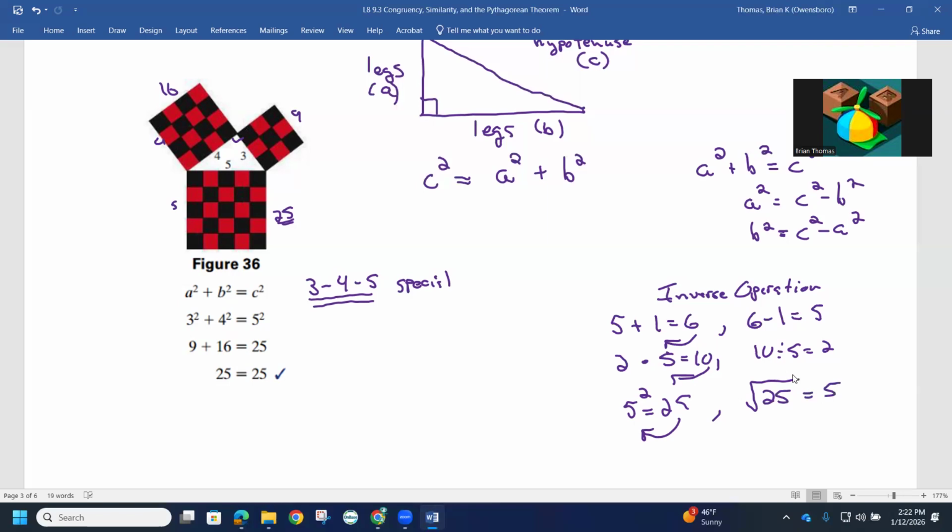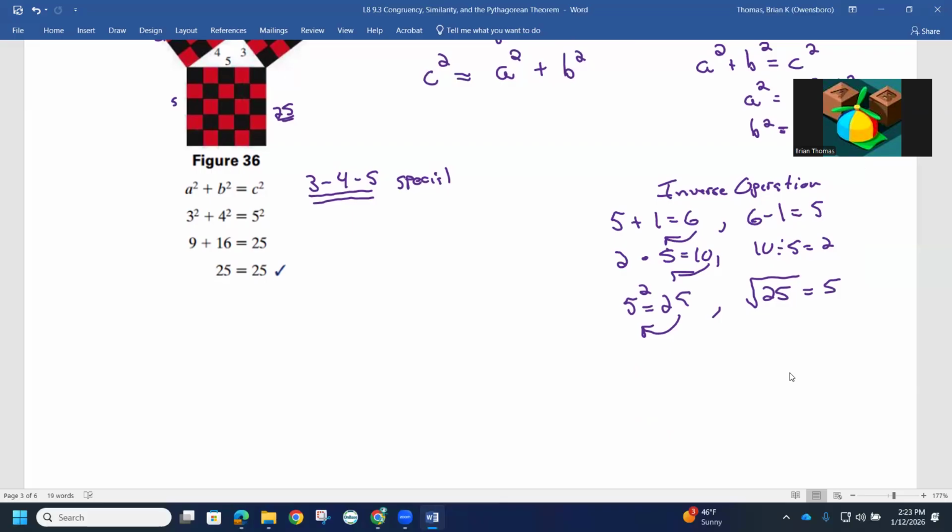So we have the square root symbol. A square root symbol actually undoes squaring. So if I have 5 squared inside a square root symbol, the square root symbol and the power of 2 are inverse operations. They'll cancel each other out, and that'll give you this 5. So that's very powerful to recognize.